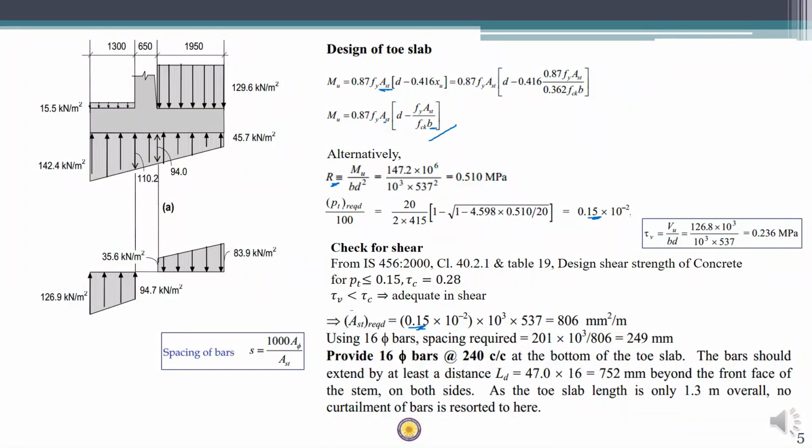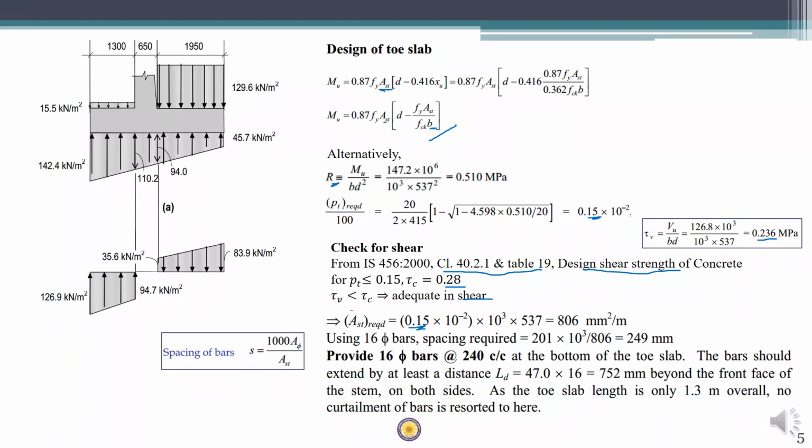Once we have the PT value, you can also find out the design shear strength of the concrete, tau c, as given by clause 40.2.1 and table 19. Whenever PT is less than 0.15, the tau c value is 0.28. Here the tau c value of 0.28 is greater than the tau v value, the nominal shear of 0.236. This implies that the given reinforcement is adequate in shear.